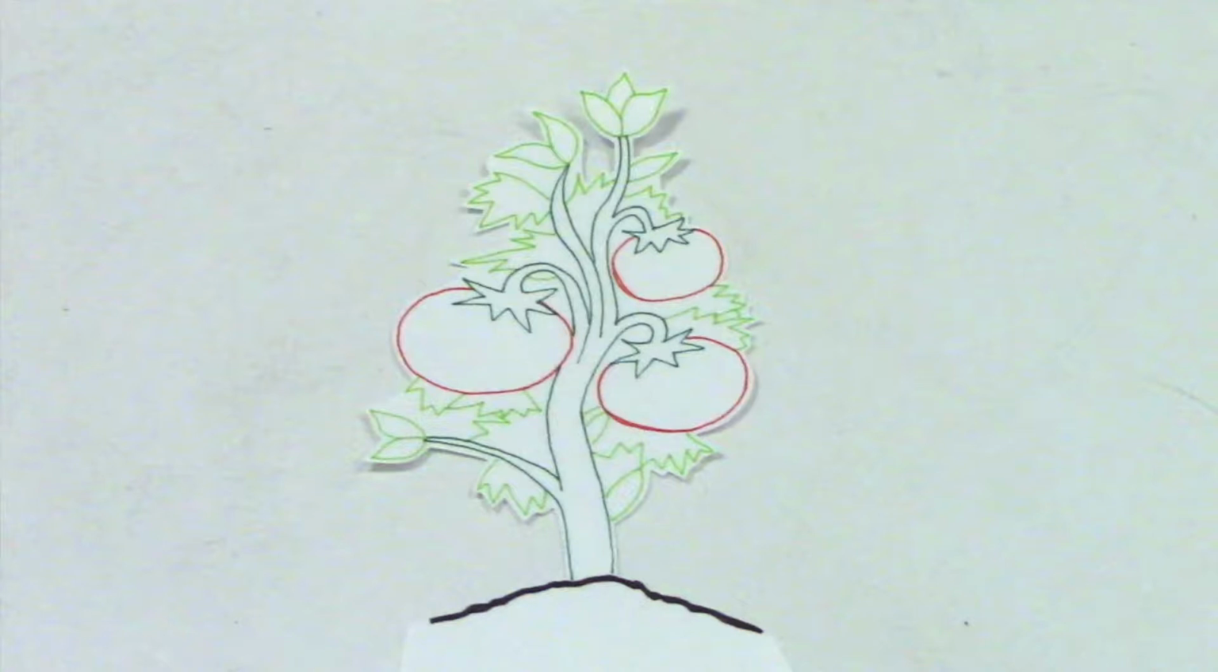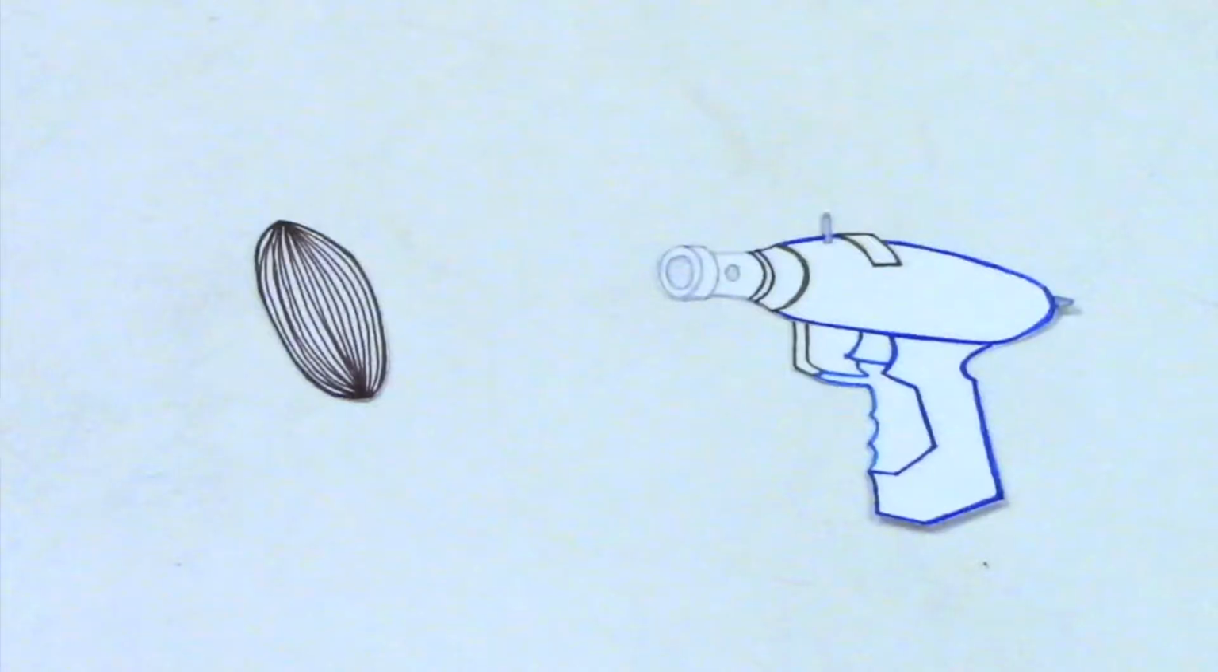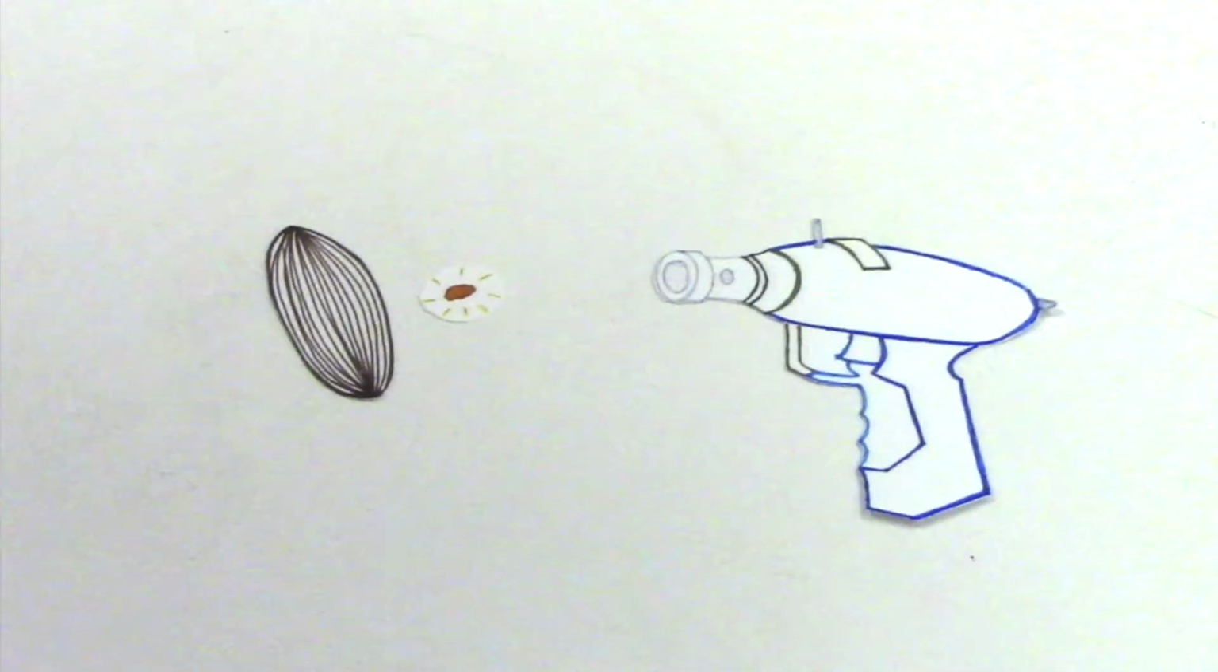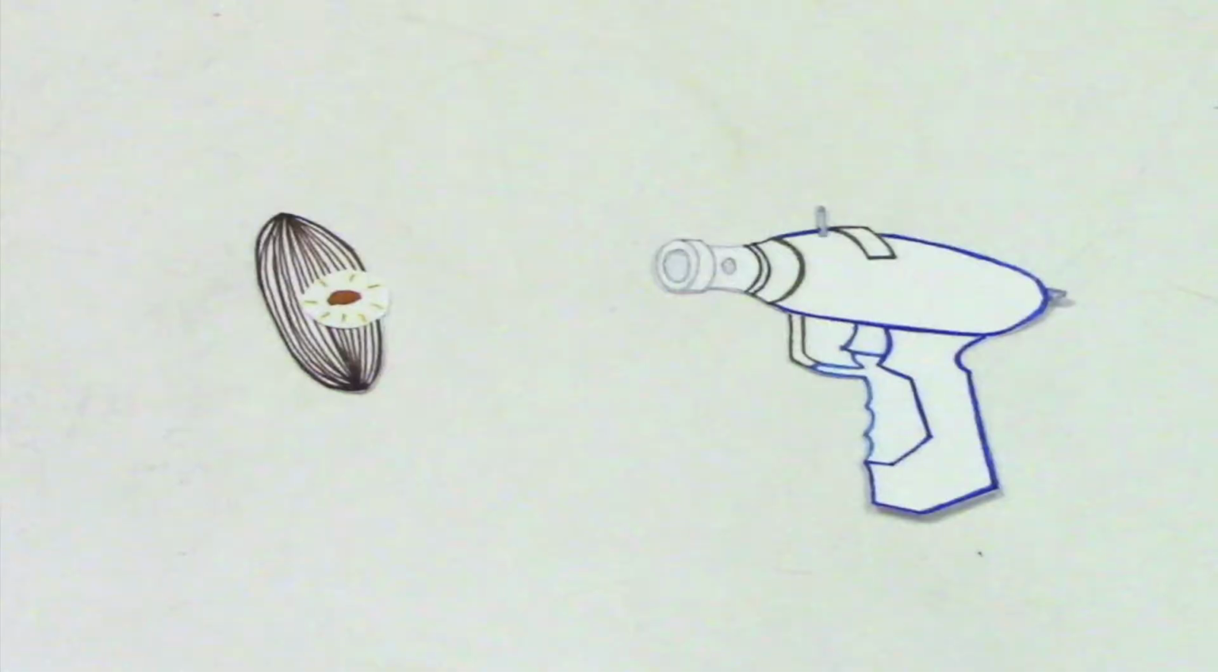This is usually done in one of two ways. Scientists can cover small pieces of metal, usually gold, with the desired gene and then use a gene gun to shoot them into the plant tissue.